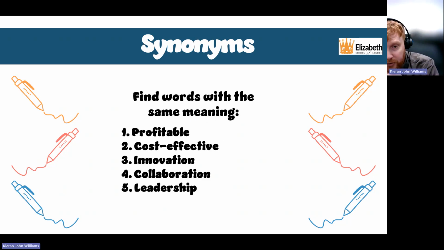Another activity for you to do now. On the screen here, we've got five words that you may be using during your academic journey here at Elizabeth School of London. So we've got profitable, cost-effective, innovation, collaboration, and leadership. All nice, useful words for you to use. I want you to think about how many synonyms you can get for these words. For profitable, what could be another word that has a similar meaning? You might be able to find quite a few.